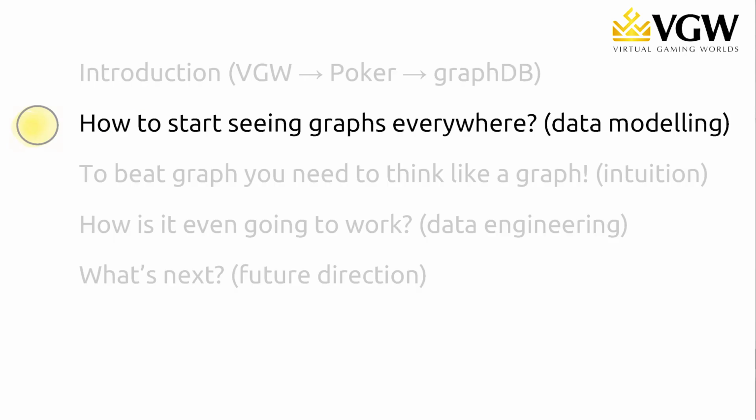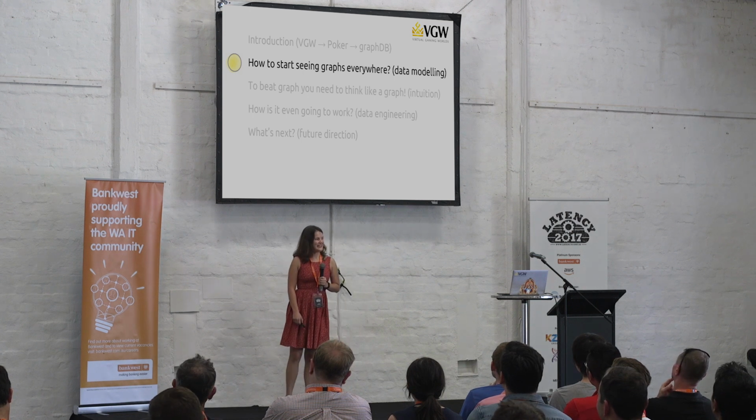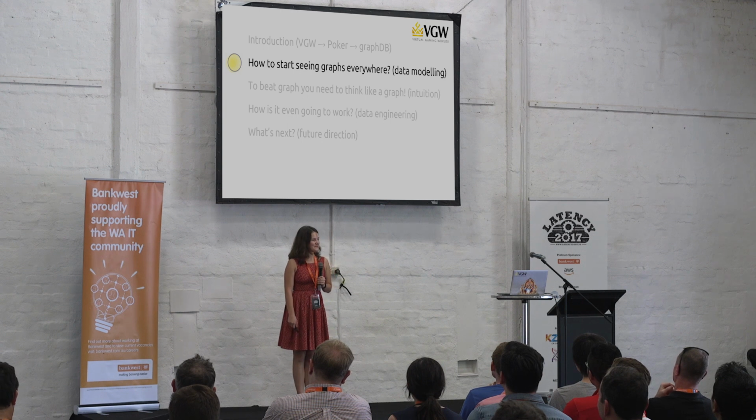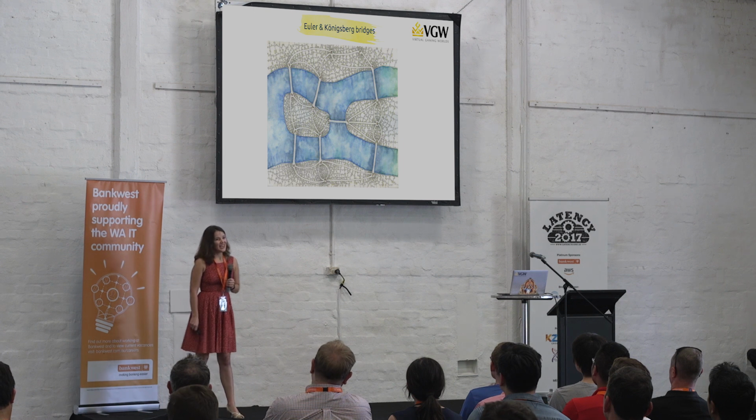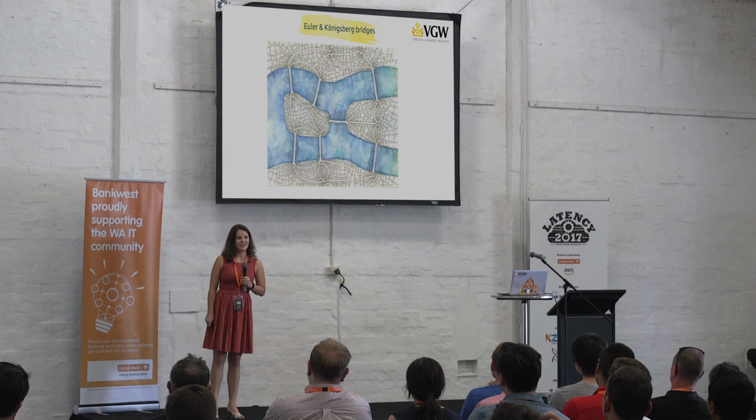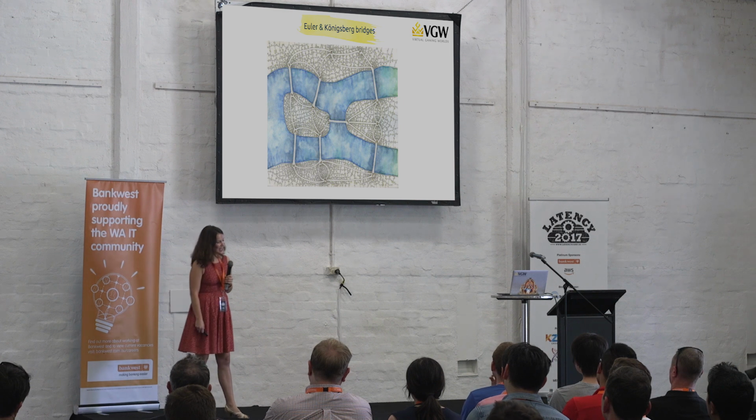Okay, next section is a bit dangerous. You might start seeing graphs everywhere if you work with them for any amount of time. Data modeling. First, let me tell you a story of the person who first saw the graph. It was Leonhard Euler, mathematical genius. In the 18th century, he visited the city of Königsberg, which is now the Russian city Kaliningrad.